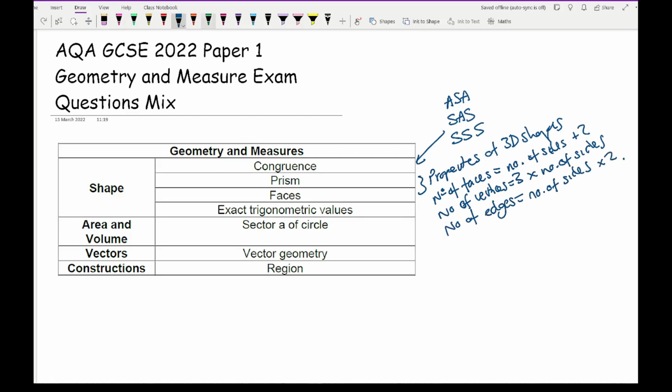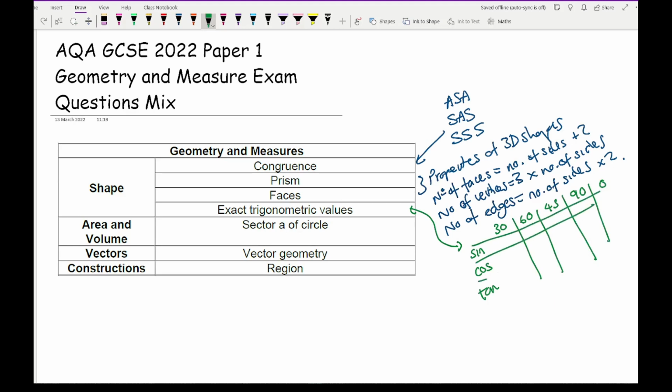Now in terms of the exact values of trig, this is recognizing that you've got sine, cos and tan, and the angles you want to know are 30, 60, 45, 90 and 0. So it's really important that you remember each of those and learn them like you would a spellings test, because when it comes to solving trig equations or triangle questions, you are going to be expected to know them on a non-calculator paper.